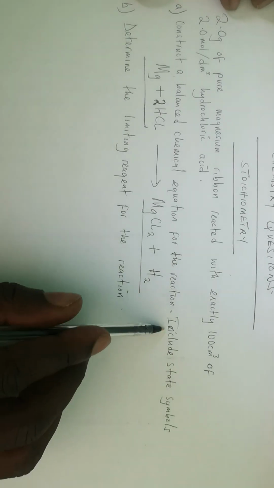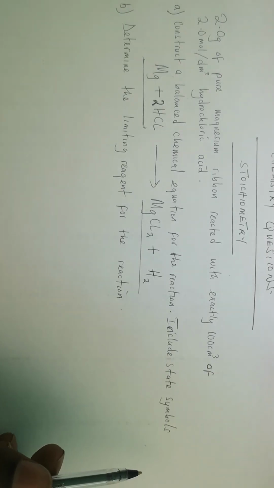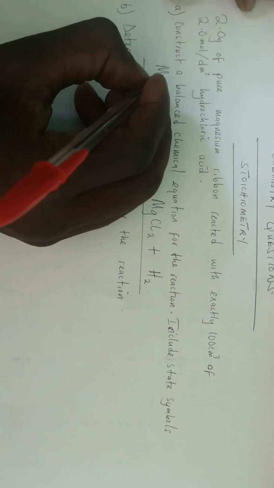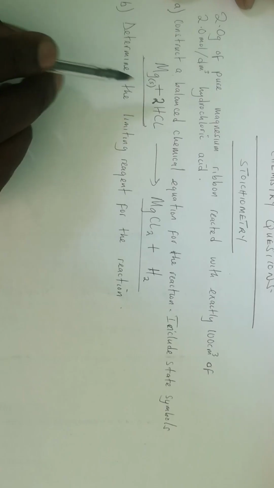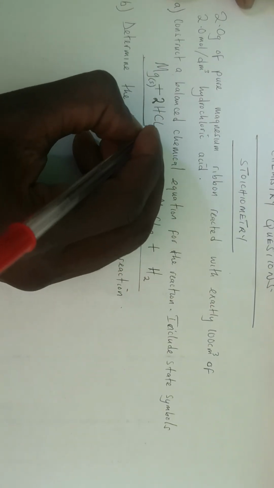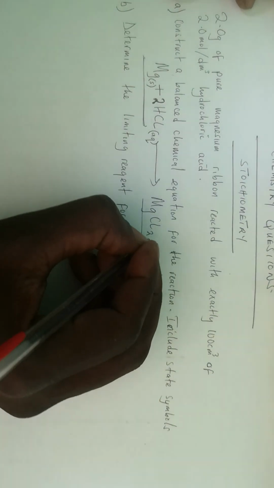But we are also told to include state symbols, and we already know that state symbols are just representing the state in which a particular substance is in. It could be solid, it could be aqueous, it could be liquid or a gas. And we can see magnesium ribbon, most metals are in solid state, so we put a symbol S. Then acids, mostly they are aqueous, and salts, aqueous. This is an aqueous salt.